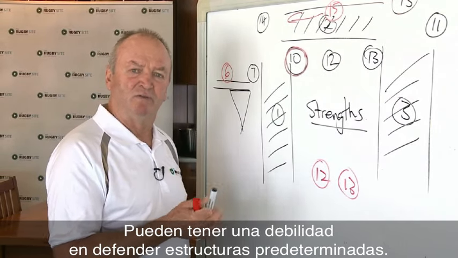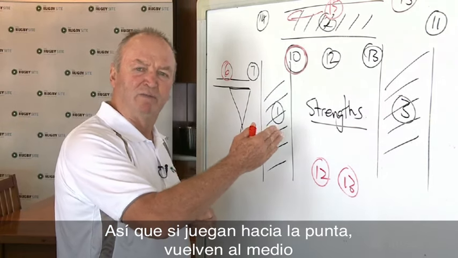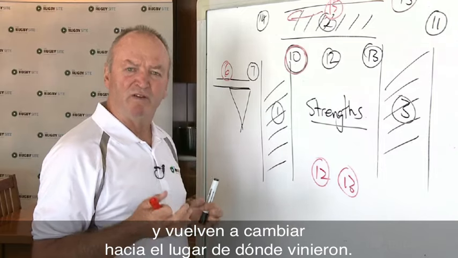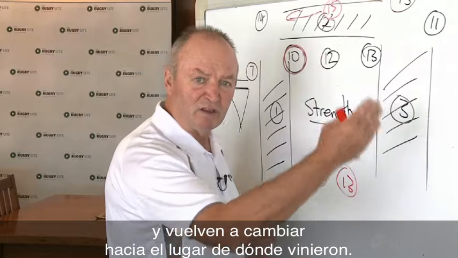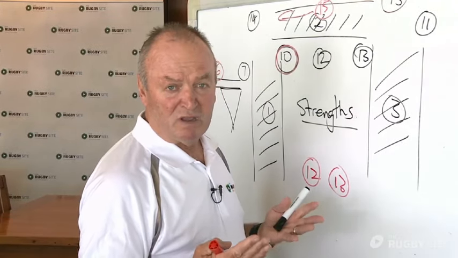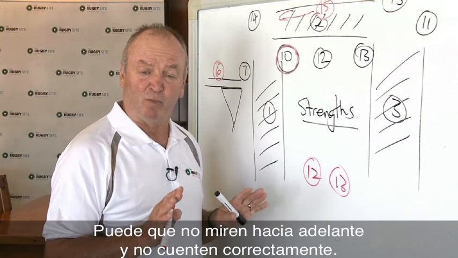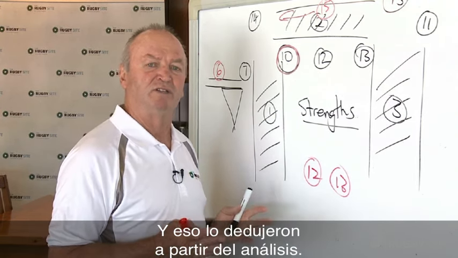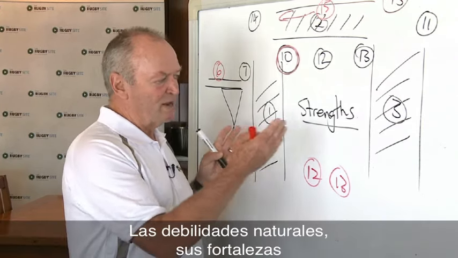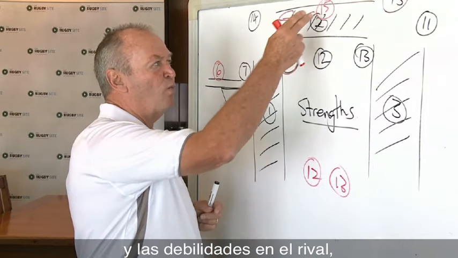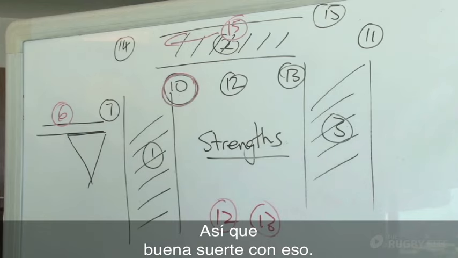They may have a weakness on defending patterns. So if you play wide, come back to midfield, then switch back to where you've come from, I'll repeat that. So you play wide, come back to midfield, and then go back to where you've come from. Their defence may not have the numbers necessary. They may not scan and number up well, and you've worked that out from the analysis. So there's all sorts of ways of developing game plans. Natural weaknesses, your strengths, and weaknesses in the opposition, or weaknesses in team defence by the opposition. So good luck with that.